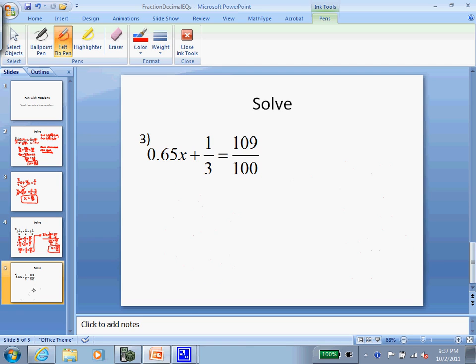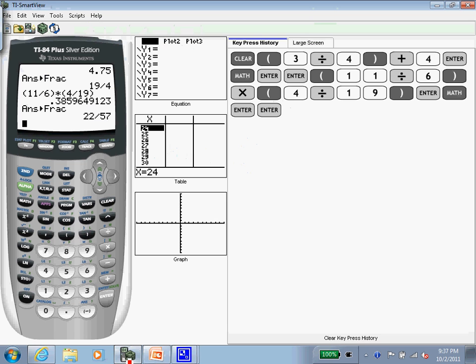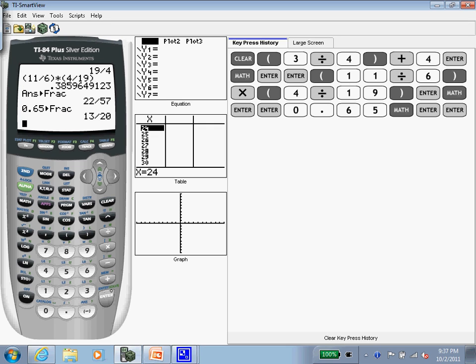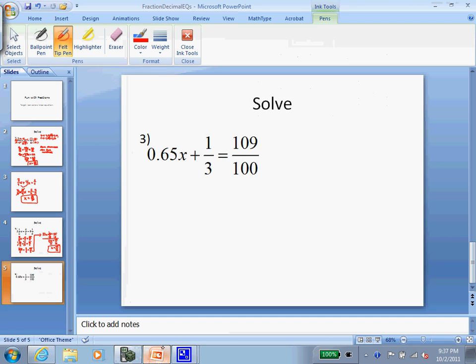Okay, last one. We have a decimal and a couple other fractions. So let's use our calculator. Let's change this decimal into a fraction right away. So I'll put in 0.65 and I'll hit my math fraction button. And that's going to be 13/20. So 13x over 20 plus 1/3 equals 109/100.